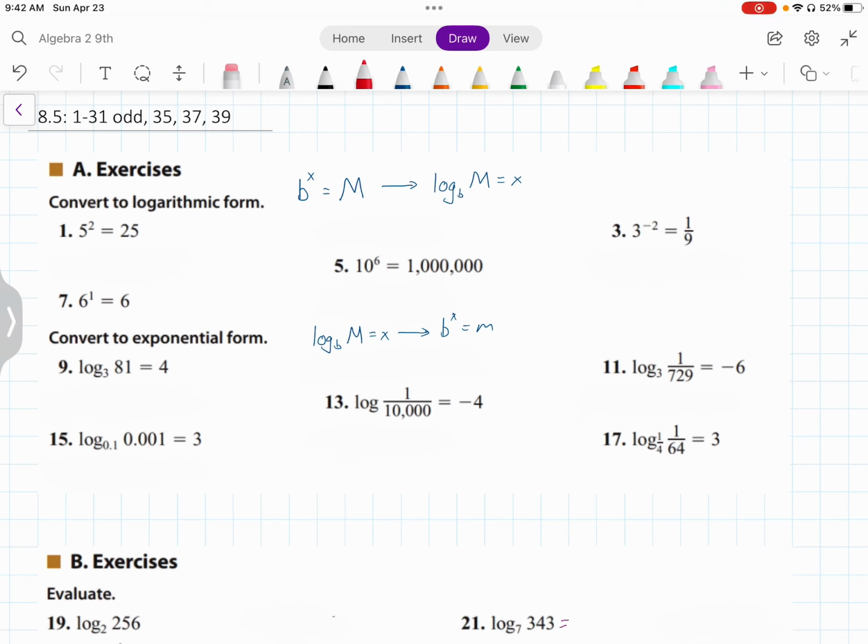In the first ones, 1 to 7 the odd, it says convert to logarithmic form. We use this fact right here, that if you have a base to a power equals some number, you can change that to log form. Log base b, so the base of the exponent is the base of the logarithm. For number 1, the base is 5, so we want log base 5 of 25 equals 2.